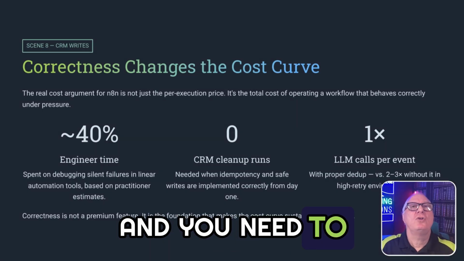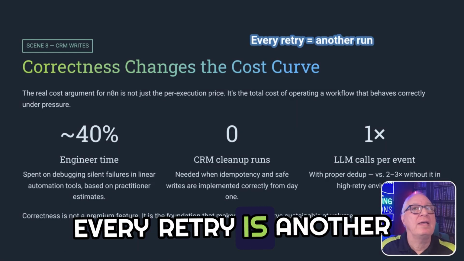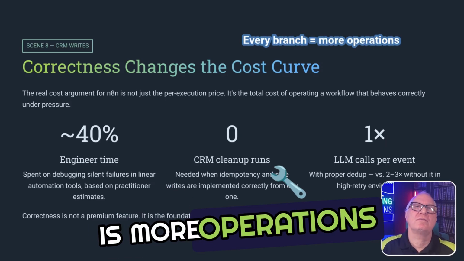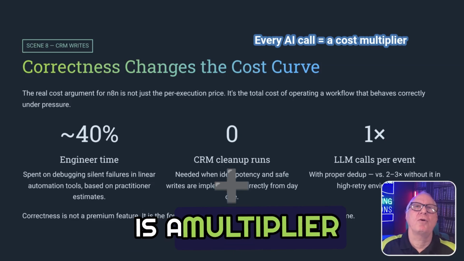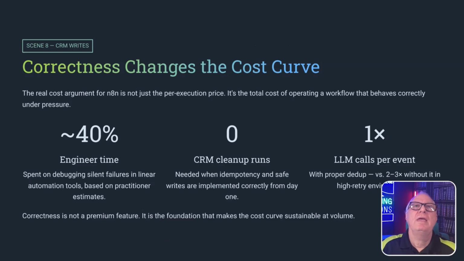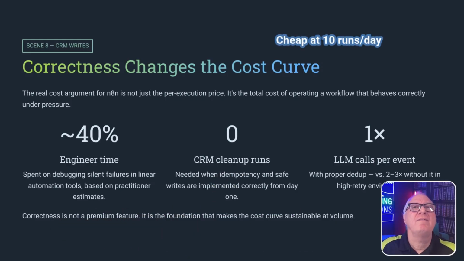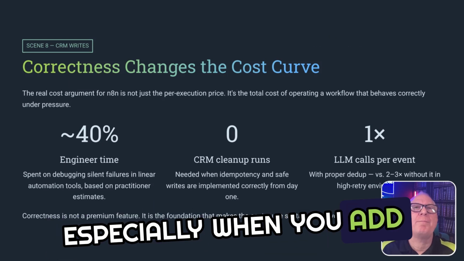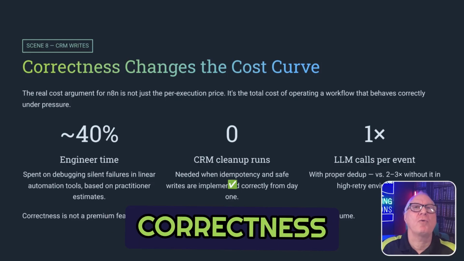And you need to watch the cost curve. Every retry is another run. Every branch is more operations. Every AI call is a multiplier. If you're paying per task, the same workflow that felt cheap at 10 runs a day feels different at 1,000. Especially when you add back-off retries and repair loops, which you will if you care about correctness.